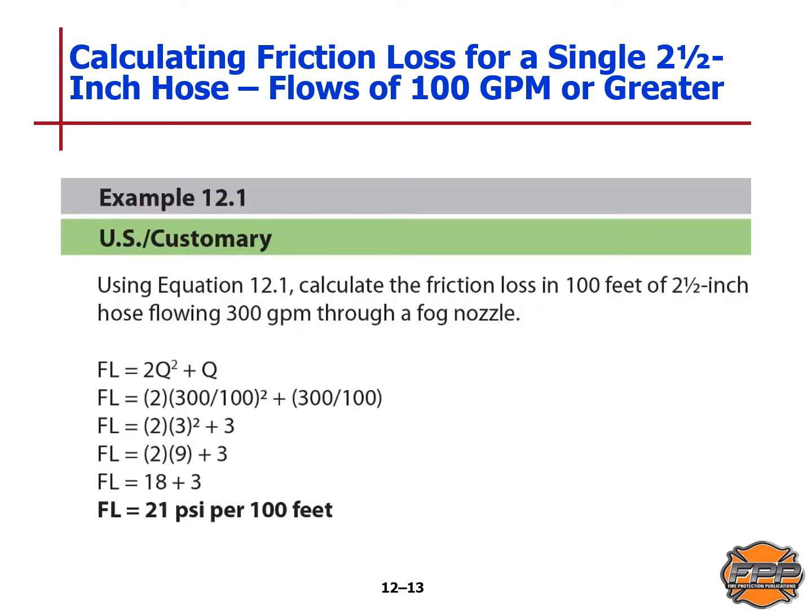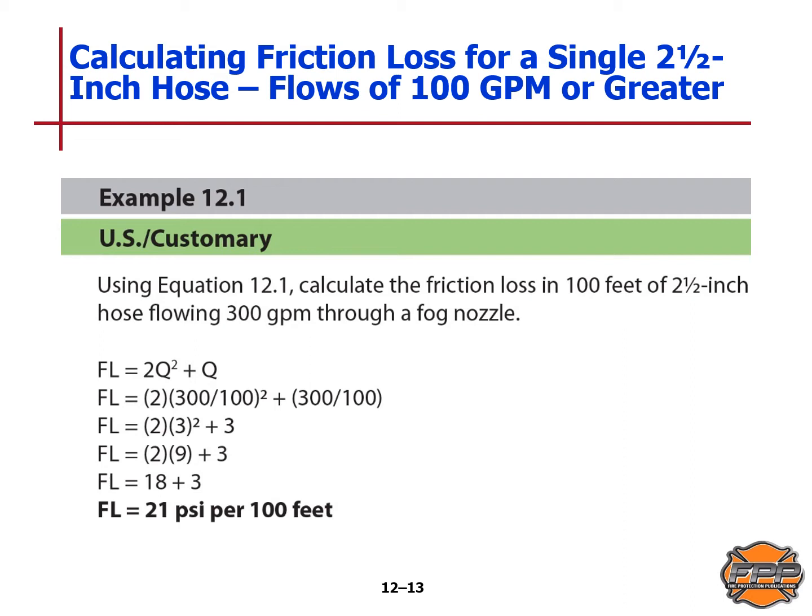If you look at equation 12.1 in your book on page 280, you see the U.S. customary old flow formula, which is FL equals 2Q squared plus Q, given that FL equals friction loss per 100 feet of 2.5-inch hose, and Q equals hundreds of gallons a minute flowing, which is total flow divided by 100.